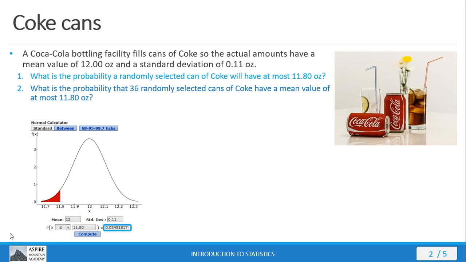Now, what is the probability that 36 randomly selected cans of Coke have a mean value of at most 11.8 ounces? Again, stop the video, get into StatCrunch, and then come back and we'll see how well you did.